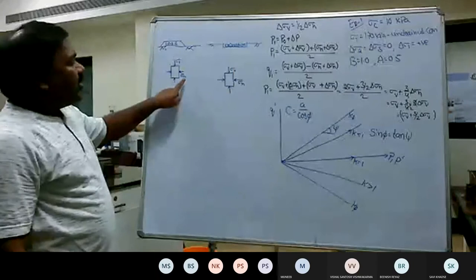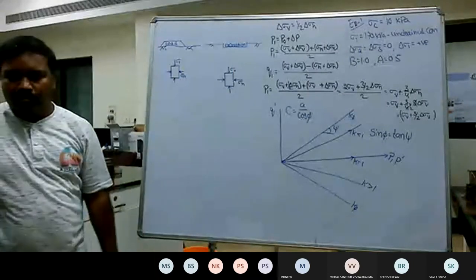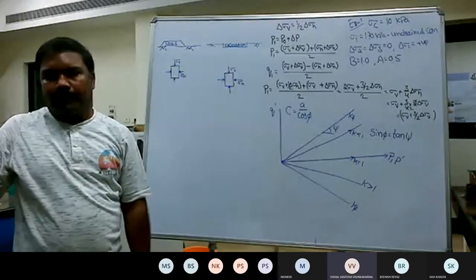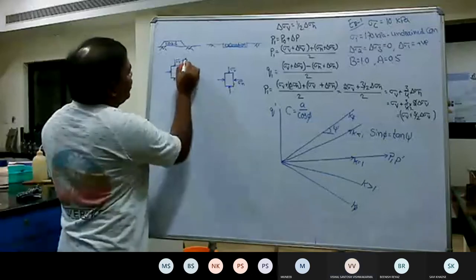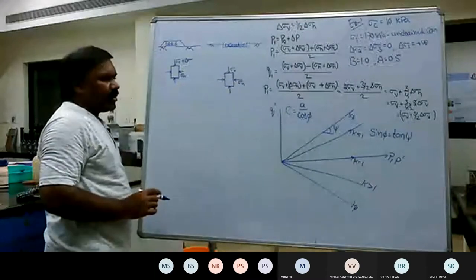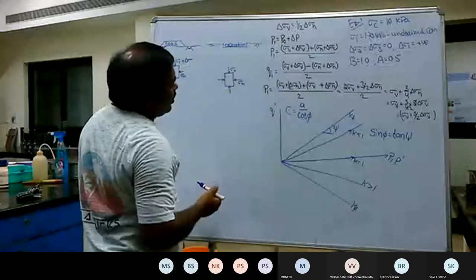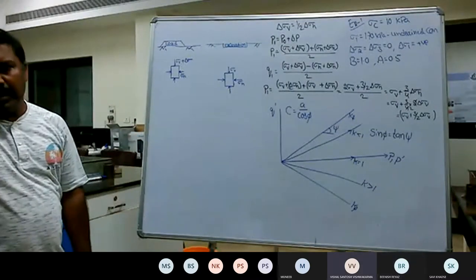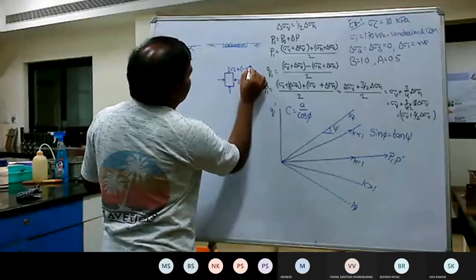Now what is the difference between this case and this case? For the first case, we applied delta sigma. In this case, the overburden is reduced, so minus delta sigma.